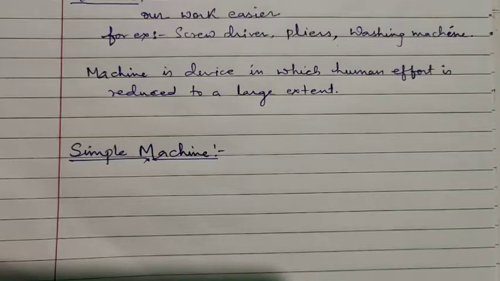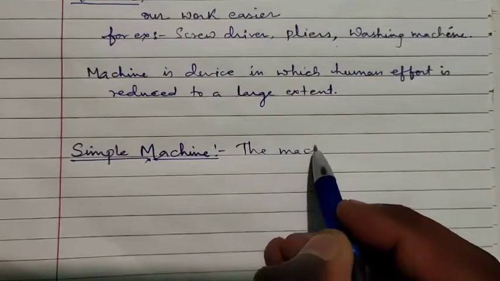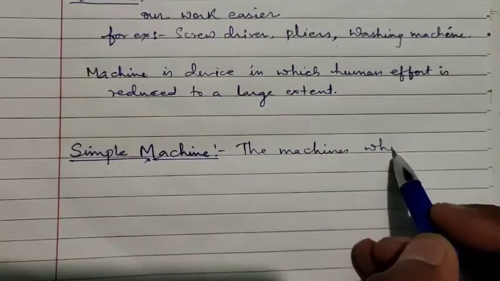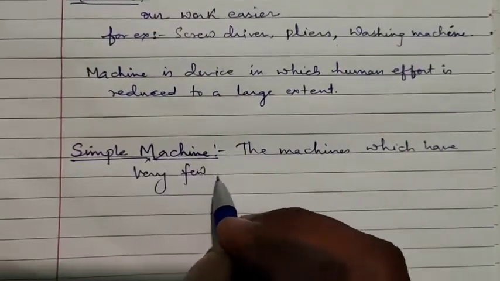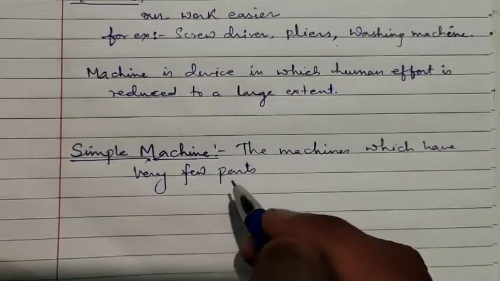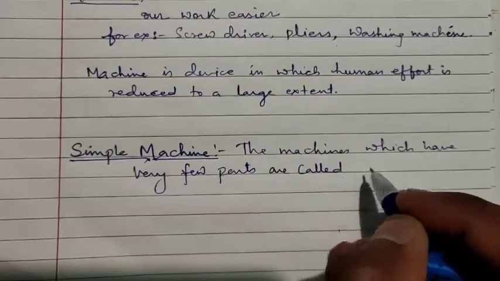As time passes, according to the requirements of human beings, those simple machines get modified and are now presented in a good way. We can define a simple machine as a machine which has very few parts. It means a machine which contains only one, two or three parts is called a simple machine.